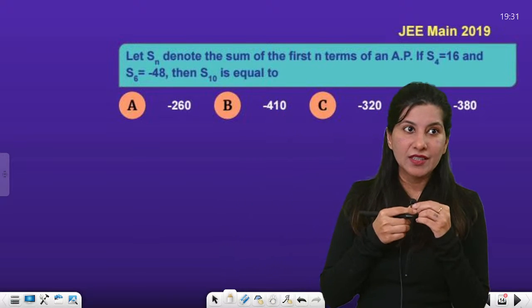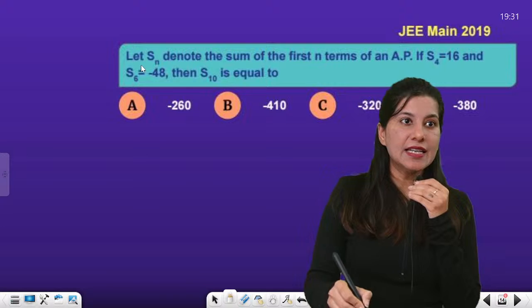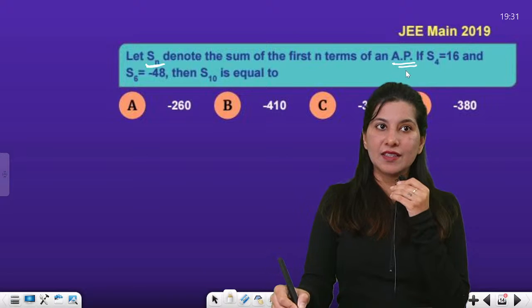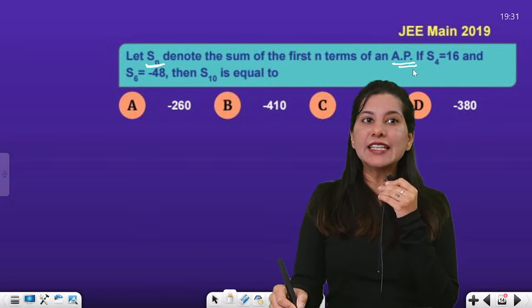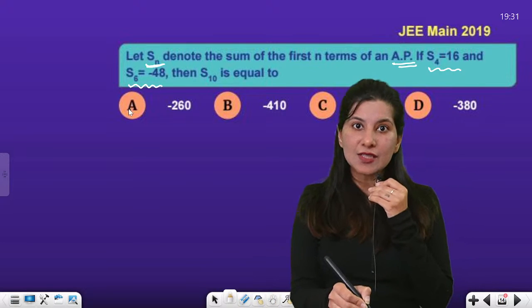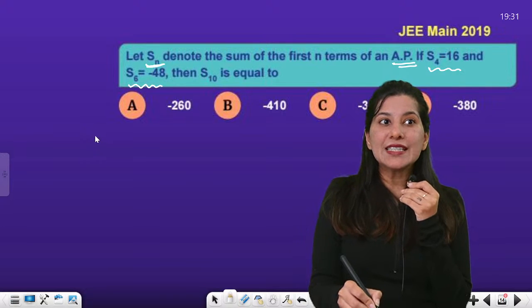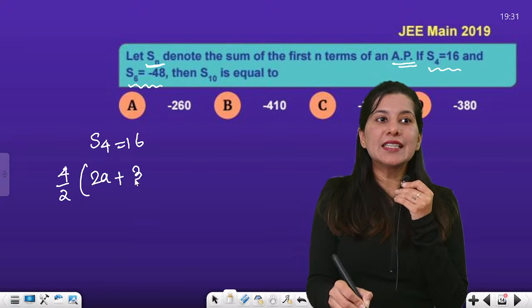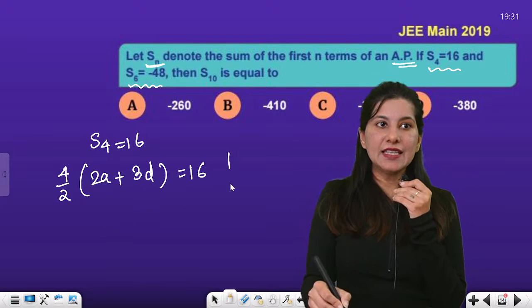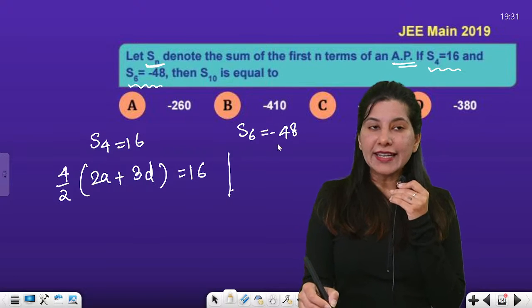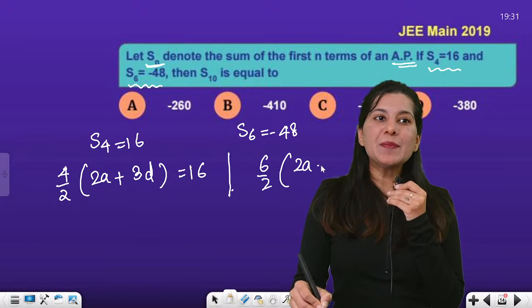Quickly we need to do that. JEE Main 2019. Okay? Let Sn denote the sum of the first n terms of an AP. Right? Sn denotes the sum of the first n terms of an AP. S4 is given as 16. S6 is given as minus 48. So S4 is 16. Let us apply the formula. 4 by 2, (2a plus 3d) is coming out as 16 and S6 is minus 48. You know the formula, right? So 6 by 2, (2a plus 5d) is coming out as minus 48.